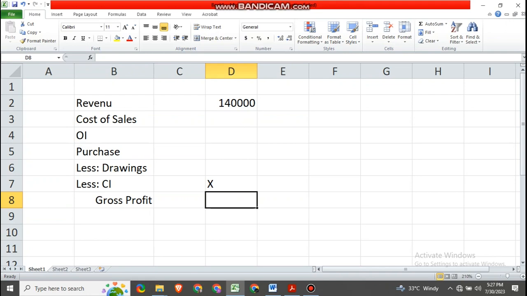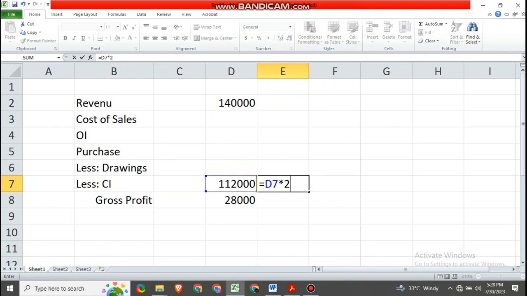Now 25% of this means it is 125% of revenue. So our gross profit is revenue into 25% divided by 125%. So our gross profit is 28,000. That means the cost of sales is revenue minus gross profit, which is 112,000. To verify this, if I calculate 25% of cost of sales, then I should get 28,000. Correct? Yeah.